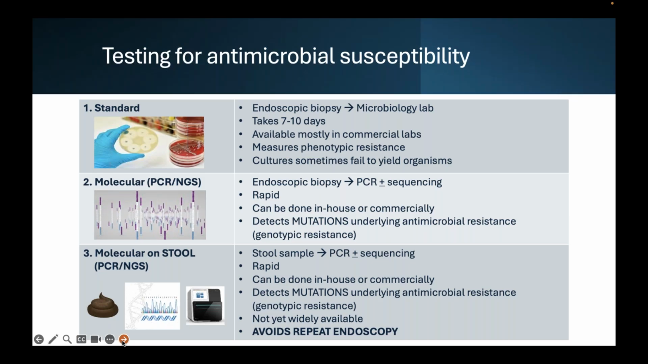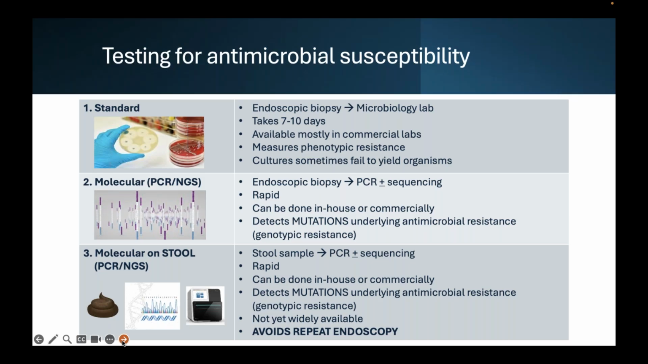In recent years, it's possible to do next generation sequencing and PCR from gastric biopsies. This is more rapid and can be done in-house or commercially, and it will detect the mutations underlying antimicrobial resistance. So it'll give you the genotypic basis of resistance rather than the phenotypic resistance.